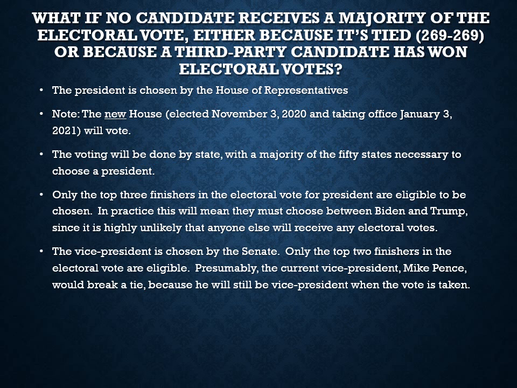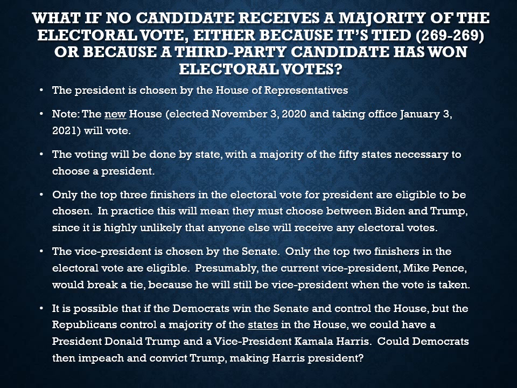Now, in this situation, the vice president is chosen by the Senate. And in that case, only the top 2 finishers in the electoral vote are eligible. Now, the vice president currently is Mike Pence, and if there's a tie vote in the Senate, the vice president breaks a tie. And when this voting happens, he will still be vice president. Even if he loses the election, he will be vice president until January 20th. Okay?